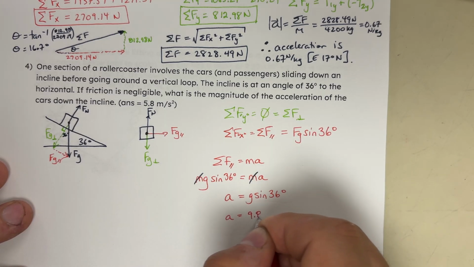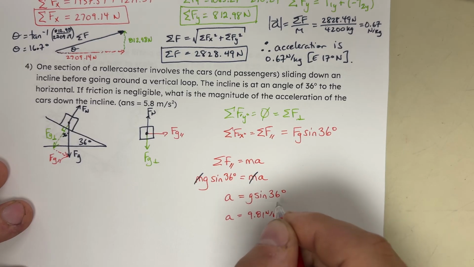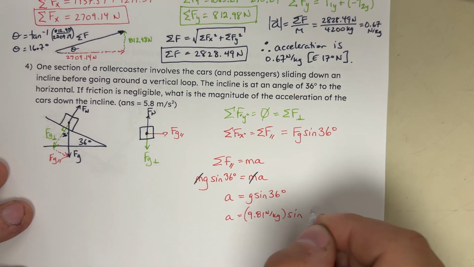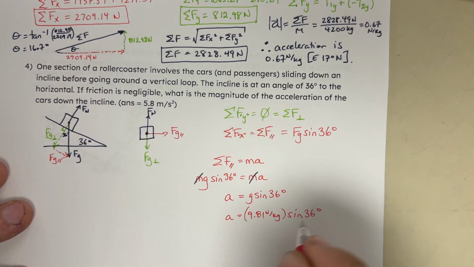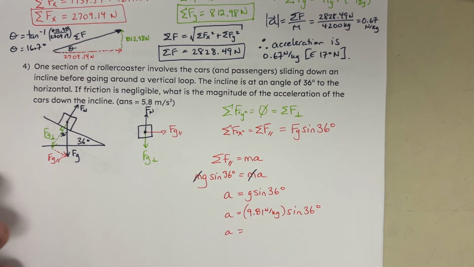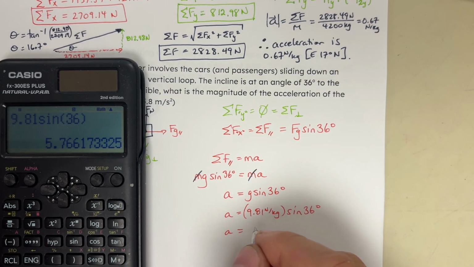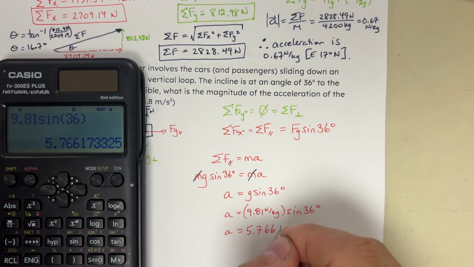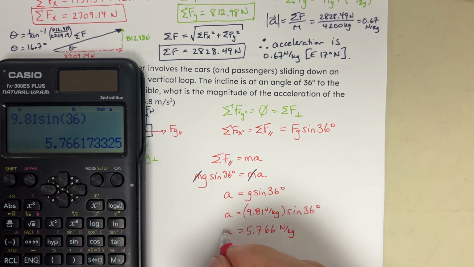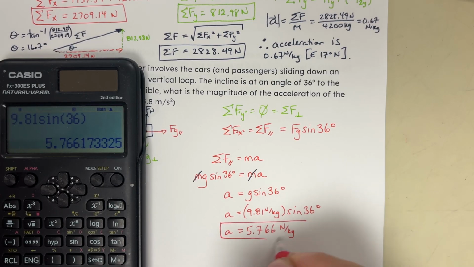So g, we're going to say 9.81 newtons per kilogram, sine 36. And that'll leave us with our acceleration. Okay, so when I do that, I get 5.766 newtons per kilogram. And this is forward or down the hill or whatever.